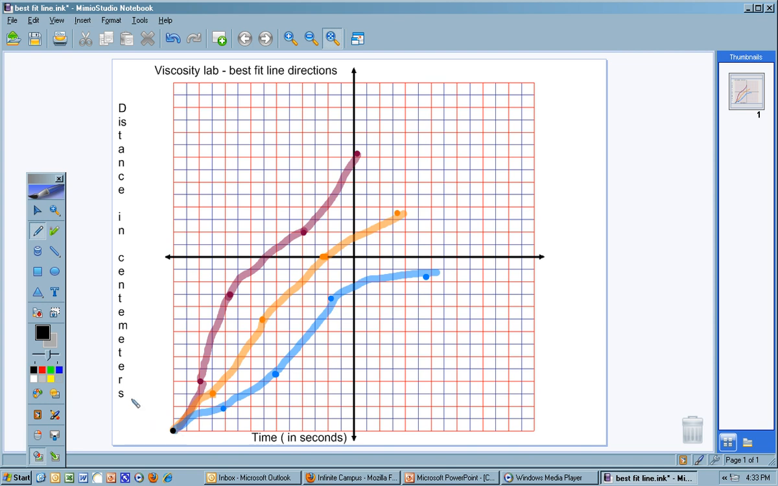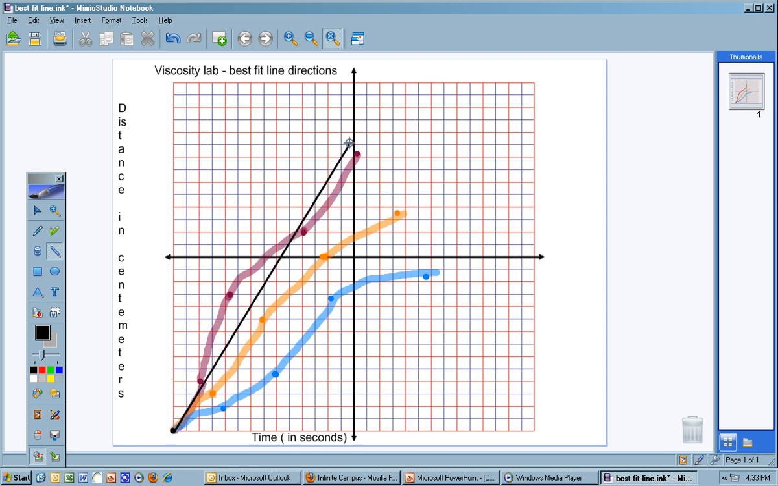A best fit line is when you take a very straight line, like you would take a ruler, and you would connect it from 0, 0 out to the end. Now the trick is you don't want to connect it just to the end dot. You want to find where's the perfect average of all of these dots. Usually you want 2 dots above and 2 dots below the line.